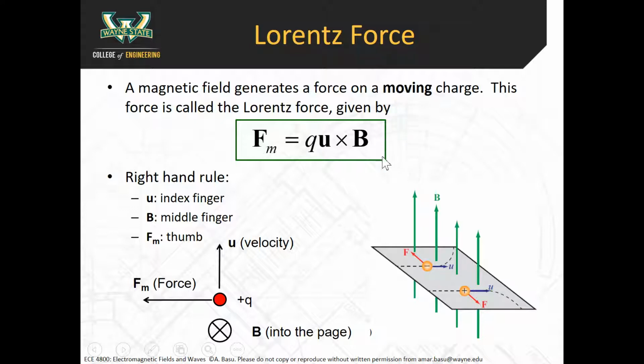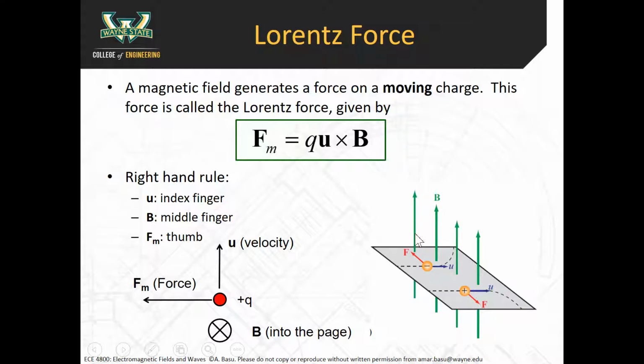The Lorentz force is given by this equation, Fm, where m stands for magnetic, is equal to Q times u cross B. So u is a velocity and B is the magnetic field. This is the cross product here. Notice that u is a vector and B is a vector.